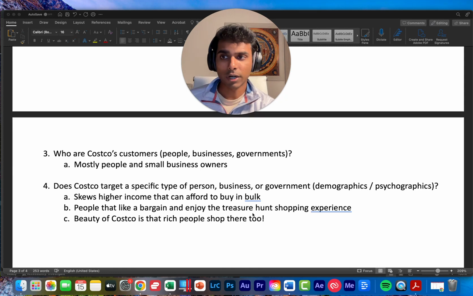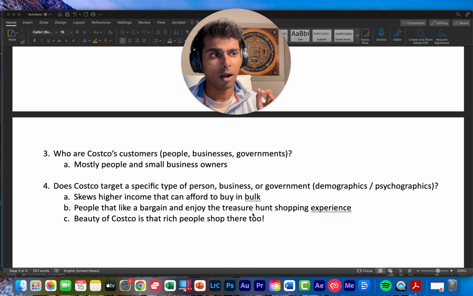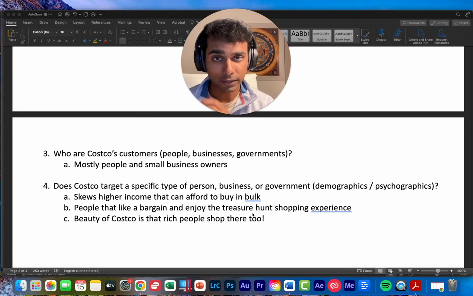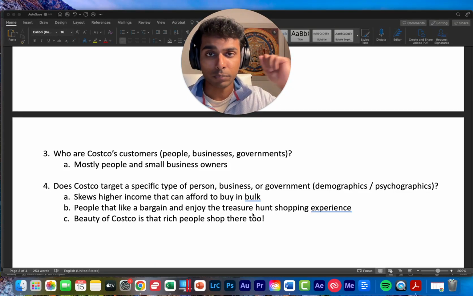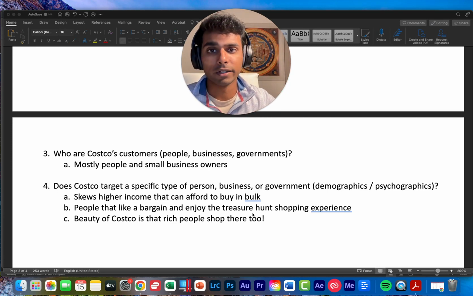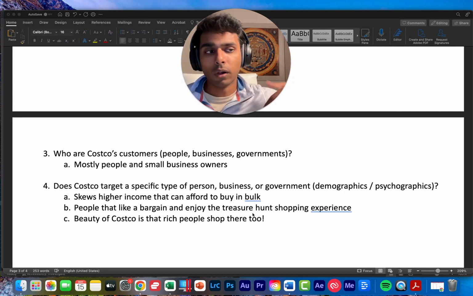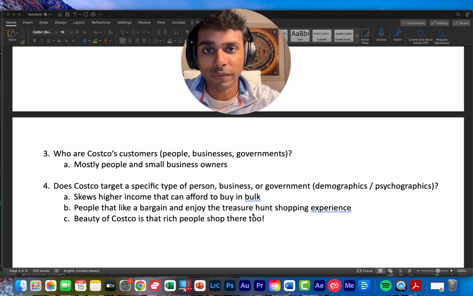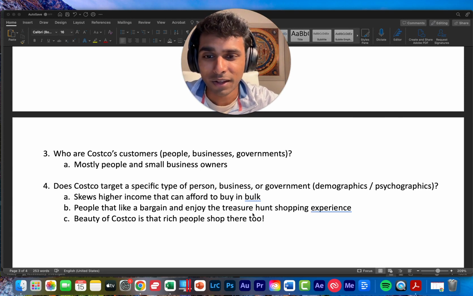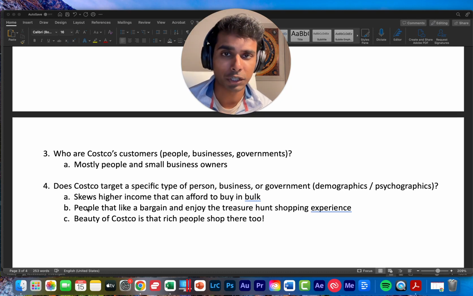You can contrast Costco to the dollar stores, where their customers are living much closer to paycheck to paycheck on tighter budgets, and so they're paying higher unit prices, but they don't have as much money per week for the grocery bill, and so they shop in lower quantities, right? So Costco customers tend to be higher income that can afford to buy in bulk. They can afford to buy a month or 2 months or 3 months' worth of toilet paper. But it's also people that enjoy a bargain and enjoy the treasure hunt shopping experience.